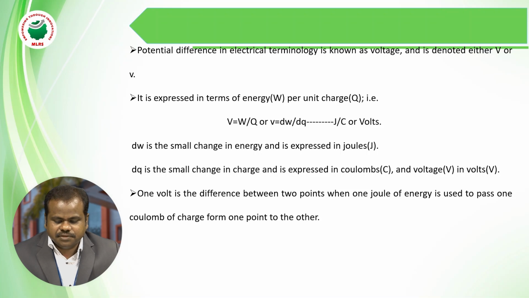Usually, it is expressed in terms of energy per unit charge. So V is equal to W by Q. In terms of smaller quantities, it can be represented as V is equal to dW by dQ. Coming to its unit, the unit of energy is joule and that of charge is coulomb. Therefore the unit of voltage is joule per coulomb, or simply volt. From this, 1 volt can be defined as the potential difference between 2 points when 1 joule of energy is used to pass 1 coulomb of charge from one point to another point.